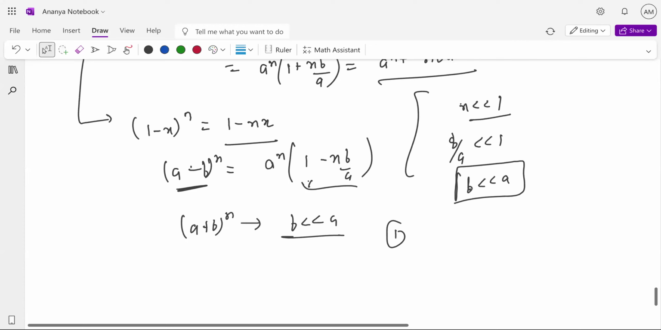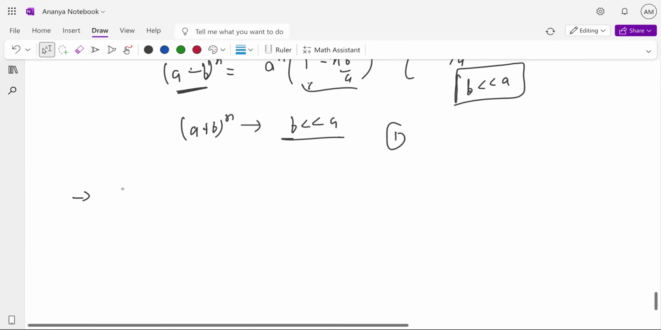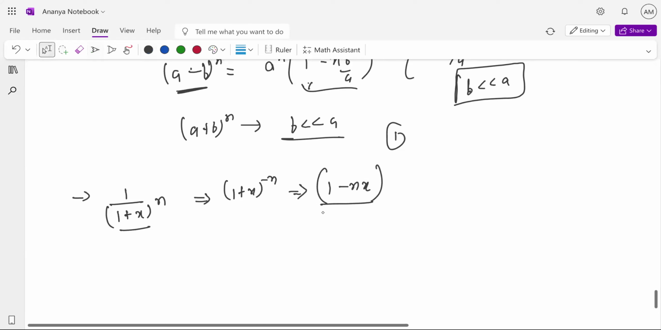Now let's check one thing. 1 by 1 plus x, how can I solve this, if the power is given as n? Can you solve it? Sir, we learned it in basic maths; it will be written as 1 plus x to the power minus n, right? And if x is very, very small, we can rewrite this as 1 minus n x. Make sense? Yes, sir. This is the advantage we can take out of it.